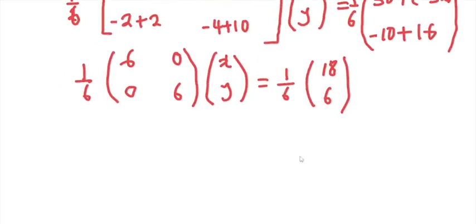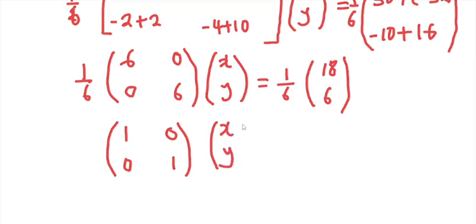Now from here, you can multiply with what is outside, which is 1 over 6. 1 over 6 times this 6 is 1. 1 over 6 times 0 is 0. 1 over 6 times 0 again is 0. 1 over 6 times this 6 is 1. Then you write x, y, equal to 1 over 6 times 18, which is 3. Then 1 over 6 times 6 gives us 1. This is what you are going to get there.